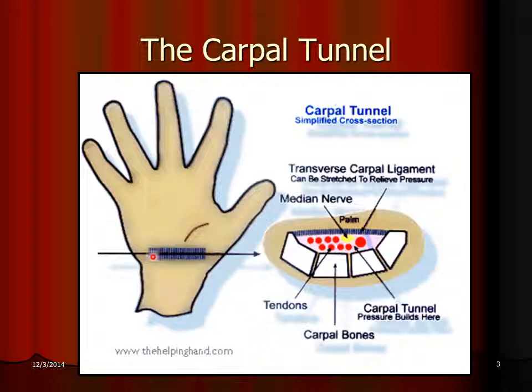In this picture, we're looking at a cross section of the hand. Just imagine taking a cut right across your hand. And this is what we're going to display. Here we see the median nerve and the 9 muscle tendons that go through the carpal tunnel. These are the bones that make up the wrist, and this is the ligament.